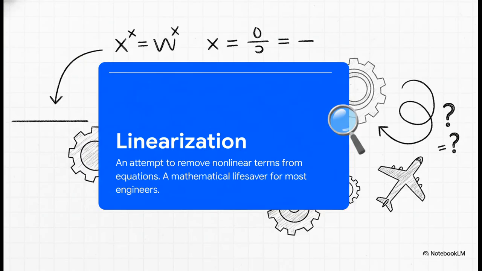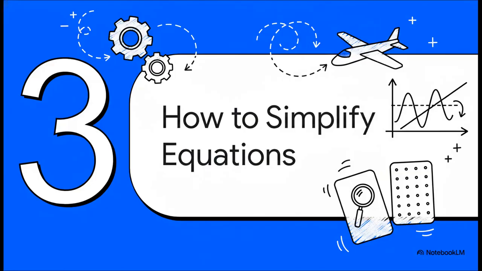That weapon is called linearization, and the whole idea here is to approximate a really complex, curvy reality with a simple, straight-line model. You're basically getting rid of those tricky nonlinear terms. It's a mathematical lifesaver, and engineers have been using it for over 100 years to make the impossible, well, possible. Okay, so how does it actually work? It really just boils down to 2 fundamental tricks of the trade that are, you'll see, surprisingly simple.